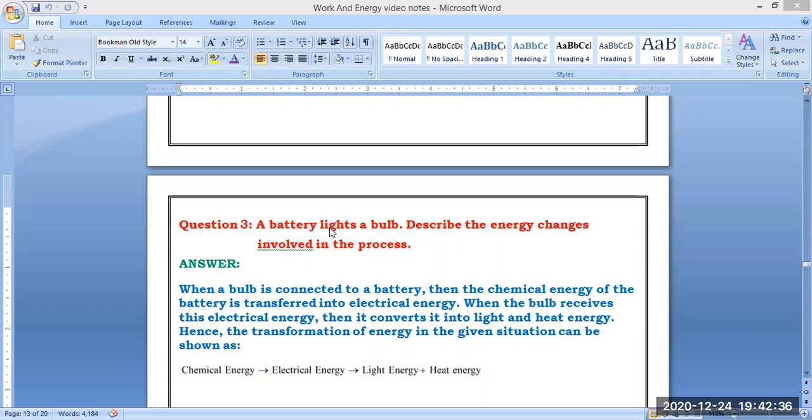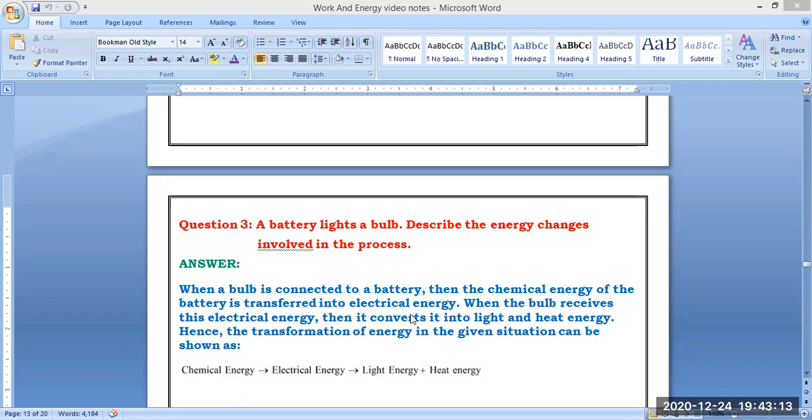So what happened? A battery is lighting a bulb. When a bulb is connected to a battery, the chemical energy which is present inside the battery starts converting into electrical energy. This electrical energy converts into light energy. When light is given out, it produces a little amount of heat energy also. That's why we have written here plus heat energy. We have not written the arrow mark here. Light energy is not converted into heat energy, but light energy as well as heat energy are produced.